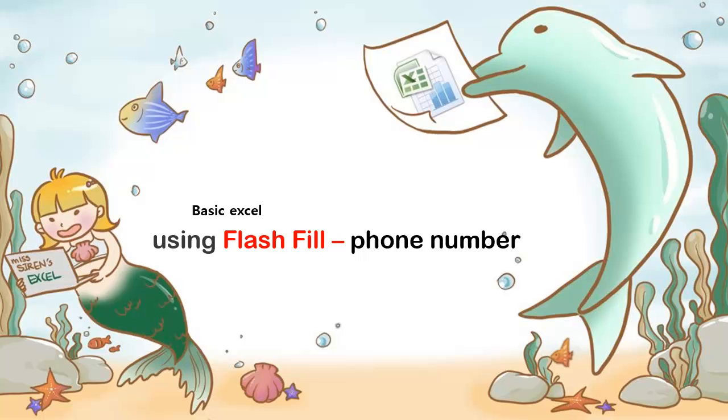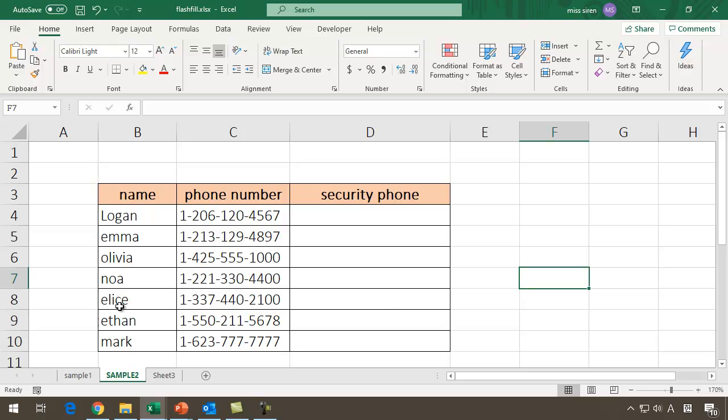This time we are going to learn how to input asterisks for part of a phone number by using Flash Fill. Shall we start? There is phone number data. We will keep some of the phone numbers out of sight for security.